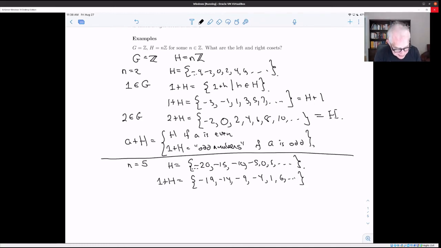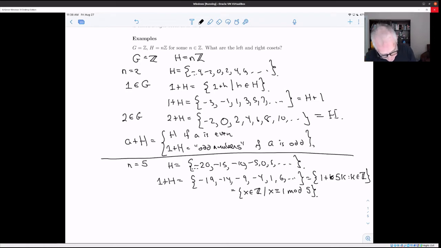Well, it's everything of the form 1 plus 5k for k in Z. In other words, it's an arithmetic progression where the step size is 5 and the initial value is 1. And this is precisely the collection of x in Z so that x is congruent to 1 mod 5.